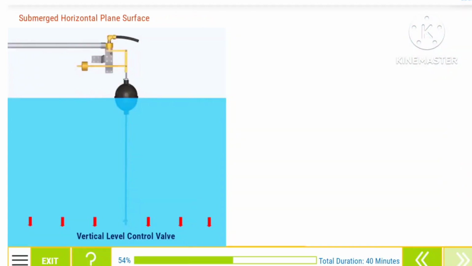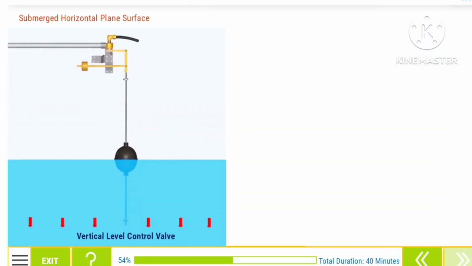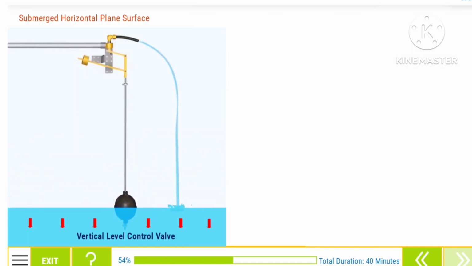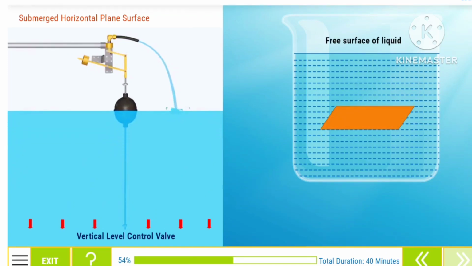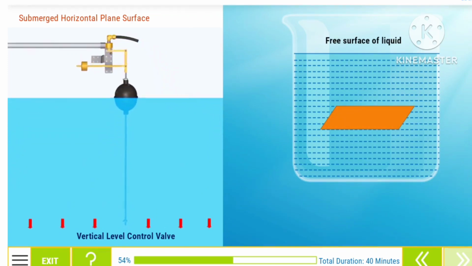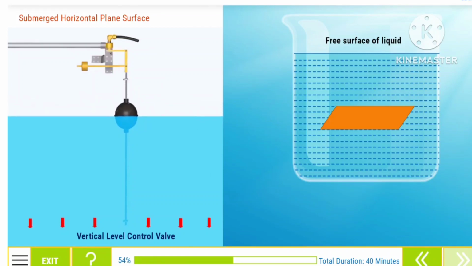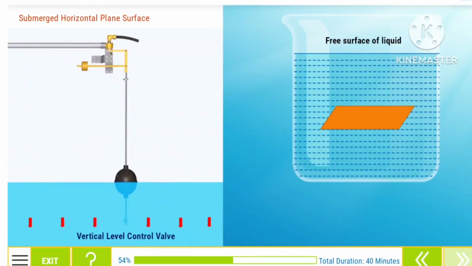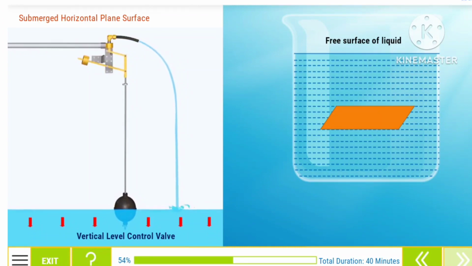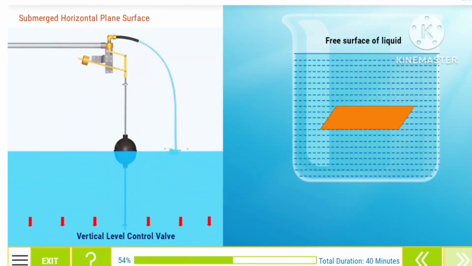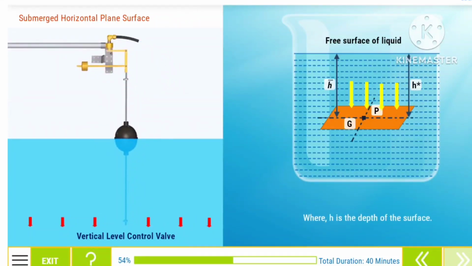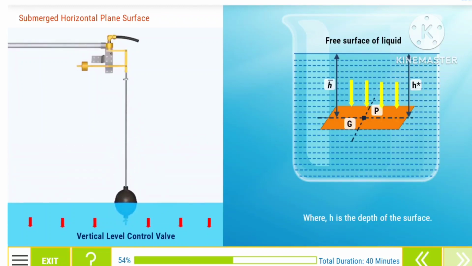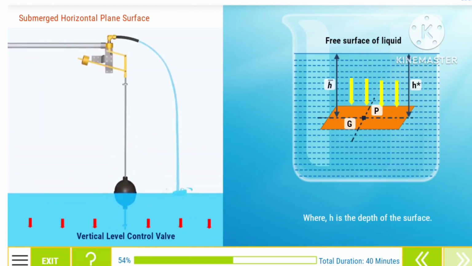Submerged horizontal plane surface. Next, we will learn about the submerged horizontal plane surface. Consider a plane horizontal surface immersed in a static fluid. As every point of the surface is at the same depth from the free surface of the liquid, the pressure intensity will be equal on the entire surface and will be equal to P is equal to rho g h, where h is the depth of the surface. Consider A is the total area of the surface.